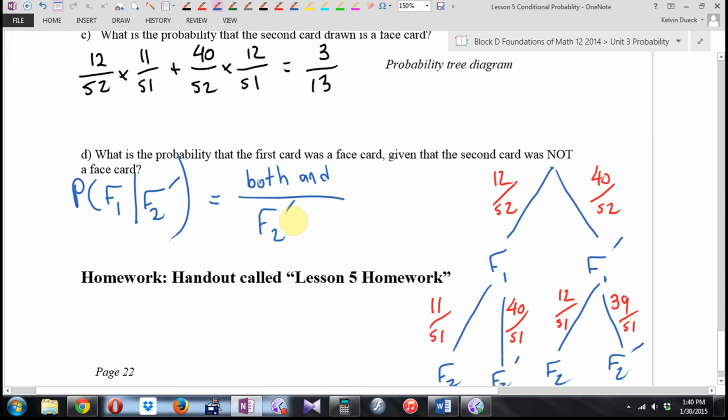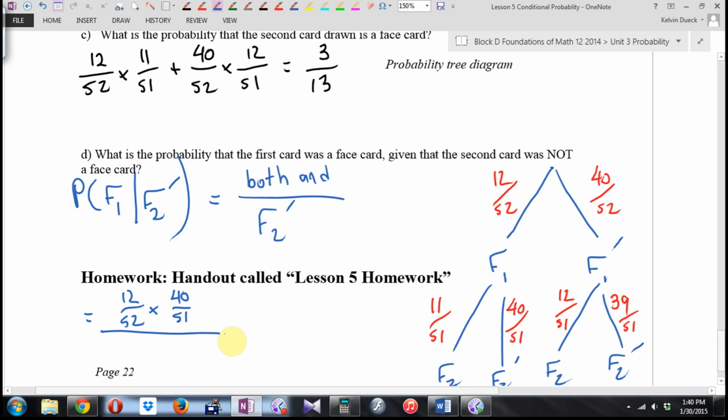Okay. I'm going to have to move down here. That's okay. Both and. So F1, 12 out of 52, and not F2, that's the 40 out of 51. That's the branch I want, right? Over.